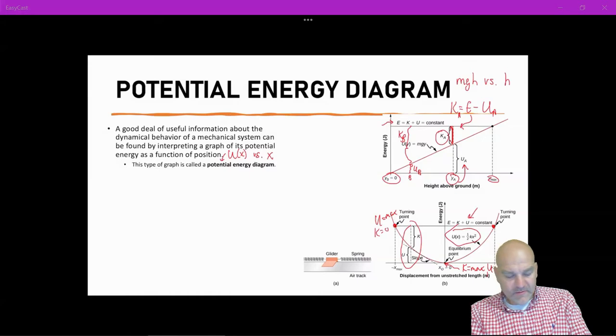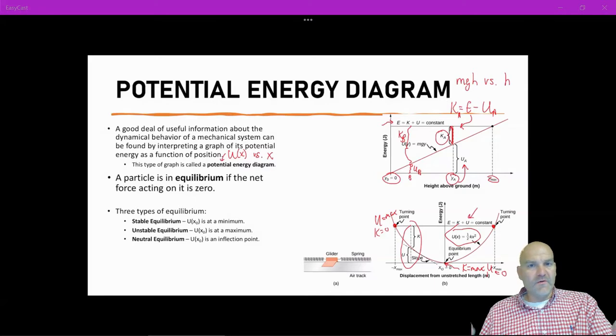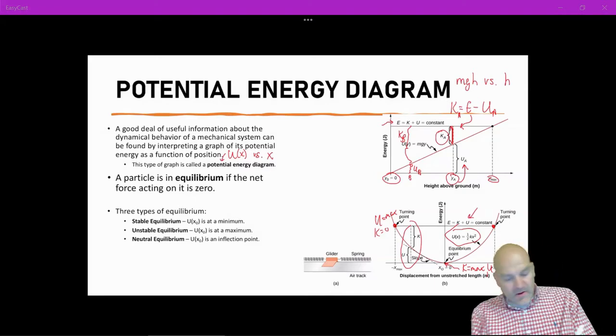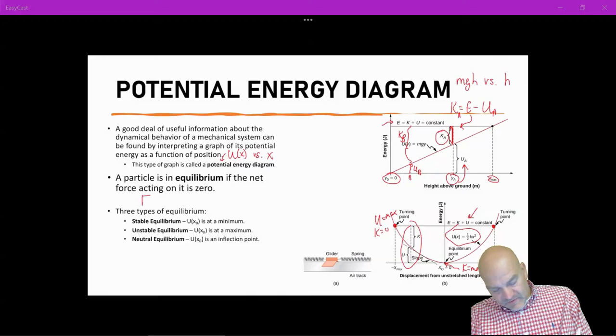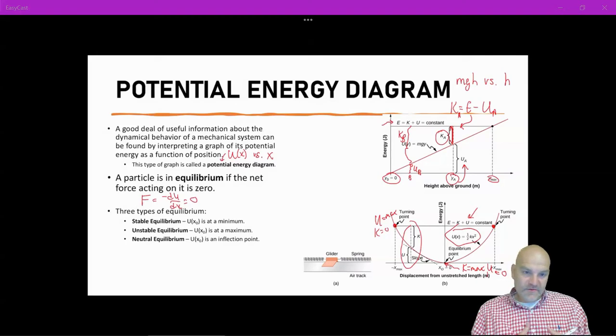Okay, so let's talk about this equilibrium point. A particle is in equilibrium if the net force acting on it is 0. Remember that force is equal to negative dU/dx, and at equilibrium that's equal to 0. So if I'm given a function for that potential energy, I can find the force by taking the negative derivative and setting it equal to 0. That gives me my points of equilibrium.